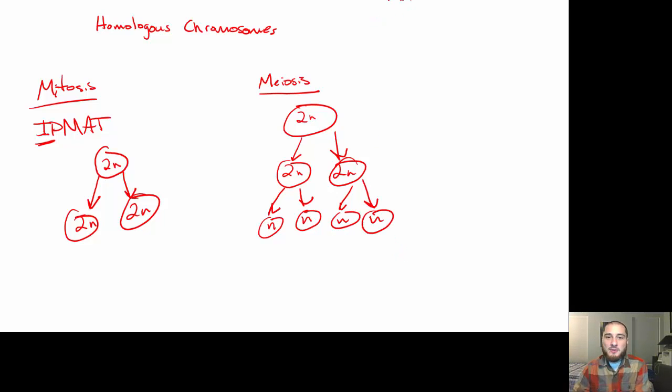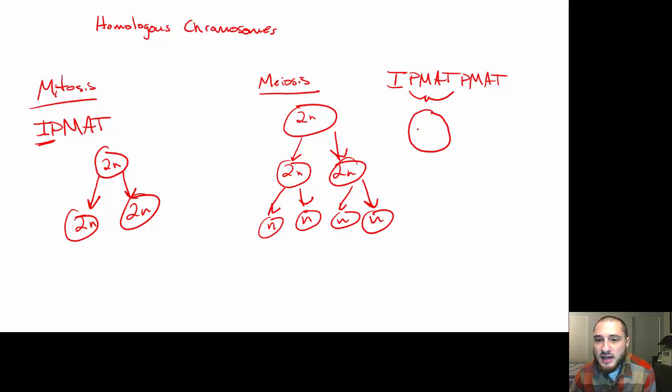Okay, now what happens in meiosis, we have interphase, then we have prophase, metaphase, anaphase, telophase, and then we have, again, prophase, metaphase, anaphase, telophase. Now, in the first one, what happens is if we have a cell and we have these homologous chromosomes, they are going to all be lined up and say I have these are the same, these are the same, these are the same.